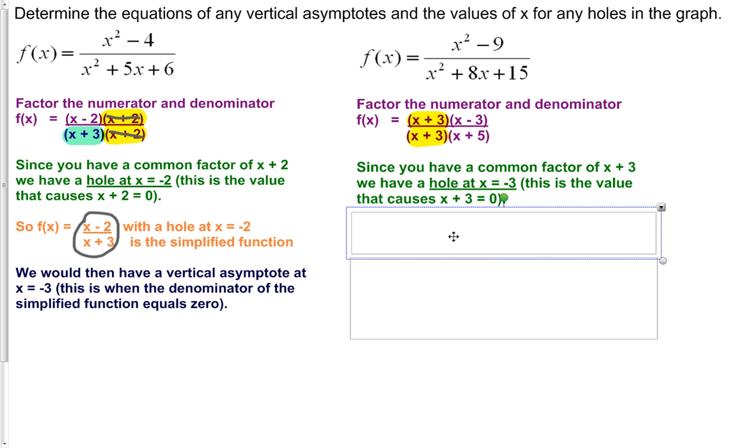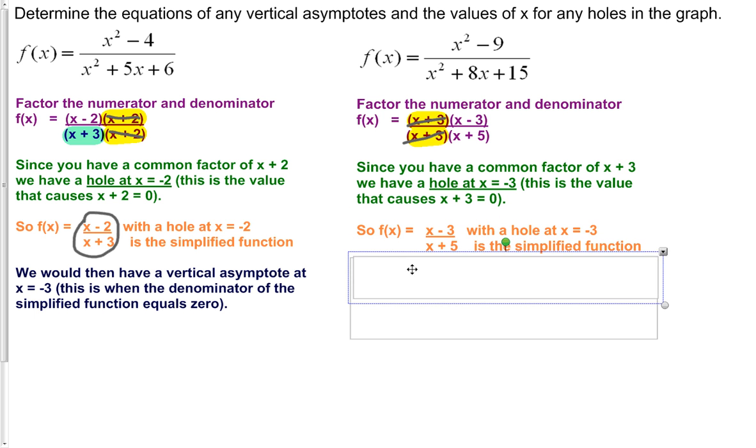Now let's simplify our function completely by crossing out anything that is in the numerator and denominator. So get rid of that x plus 3 term, and we're going to be left with x minus 3 over x plus 5. Now always remember to report that hole at x equals negative 3.